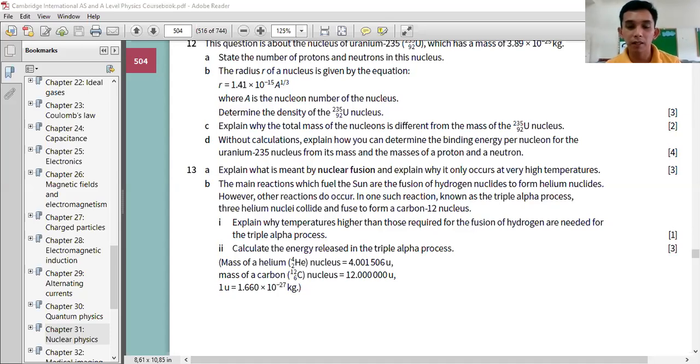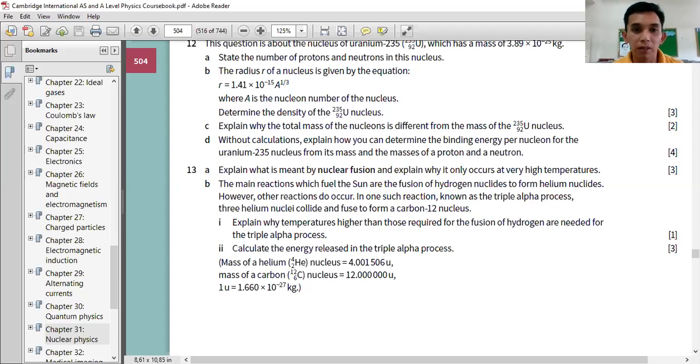Okay, for 13b, because it is also theory, you can check it also from your textbook. And for 13b, the main reactions, 13b.2: calculate the energy released in the triple alpha process, if we know that the mass of helium-4 is 4.001506 U and the mass of carbon-12 is 12 U. 1 U is equal to 1.66 times 10 to the power of negative 27 kilograms.